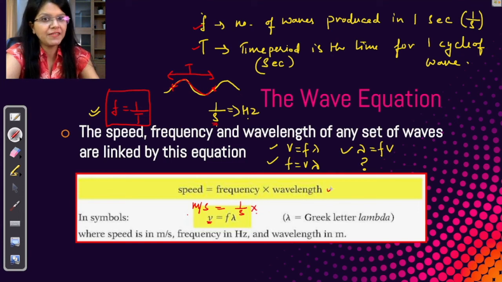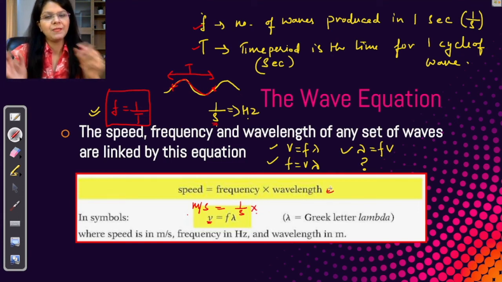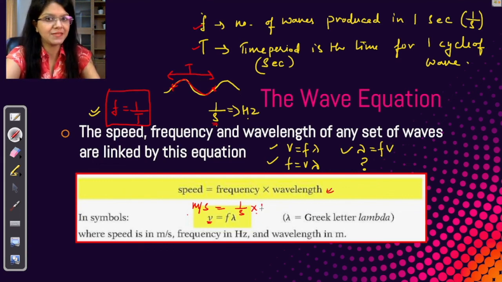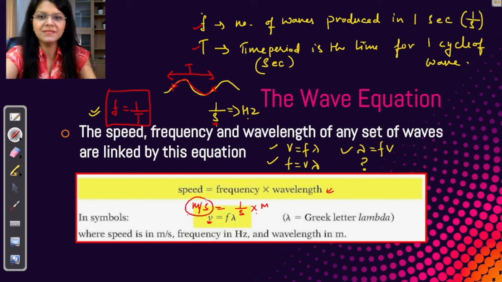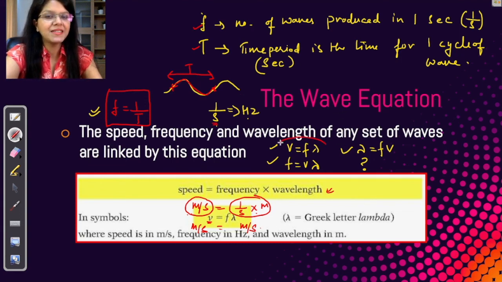What should be the unit of wavelength? Wavelength is a length, point to point. All the lengths are measured in meters. Now compare the units on both the sides. It is meters per second here. It is meters per second on the other side as well. 1 over second multiplied by meter is same as meters per second. So you have meters per second on the left, meters per second on the right. So which justifies which formula is correct? V is equal to F lambda.